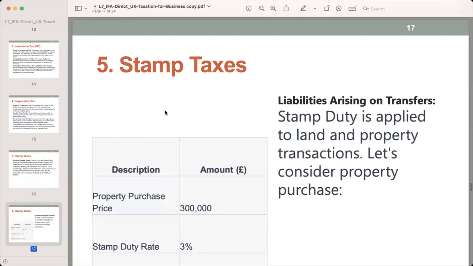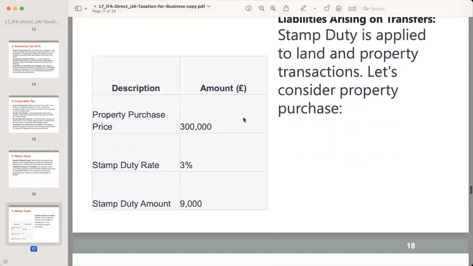Okay, so stamp duty is applied to land and property transactions. Let's consider the property purchase price is £300,000. The stamp duty rate will be 3% and the amount will be £9,000.